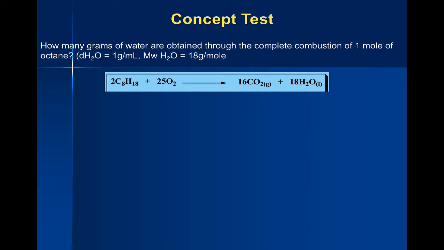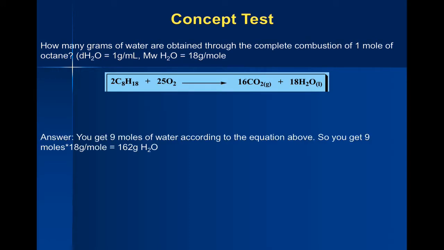So how many moles of water are we going to get? Okay. And we know the molar mass of water, right? You get 9 moles of water according to the equation above. So you're going to get 9 moles times 18 grams. You're going to get 162 grams of water out the back end of your tailpipe. How much is that in volume if we condensed it?